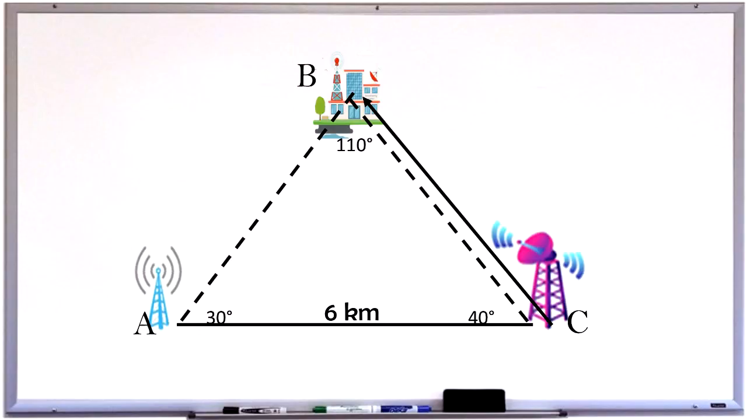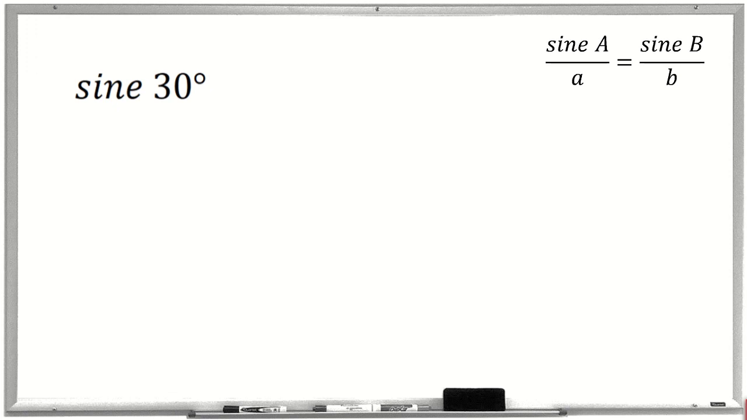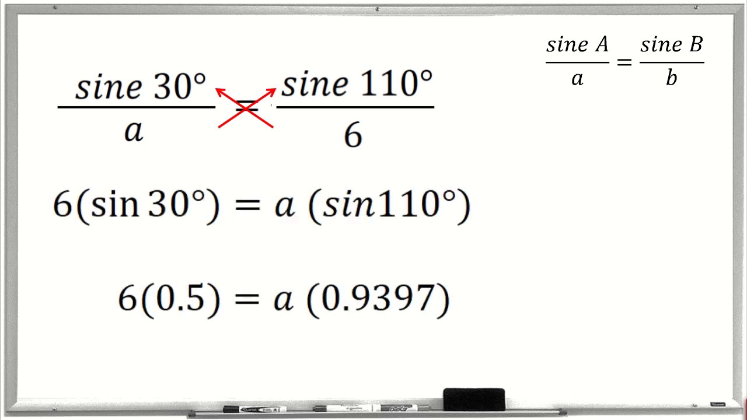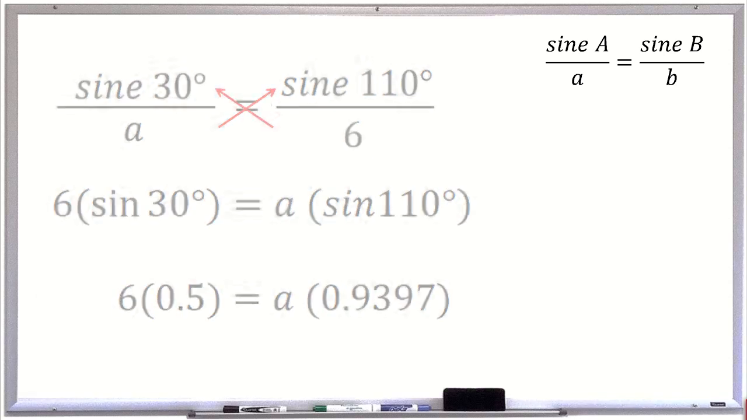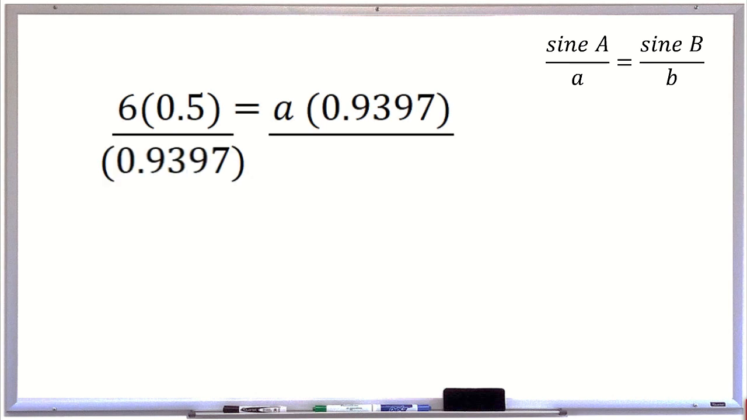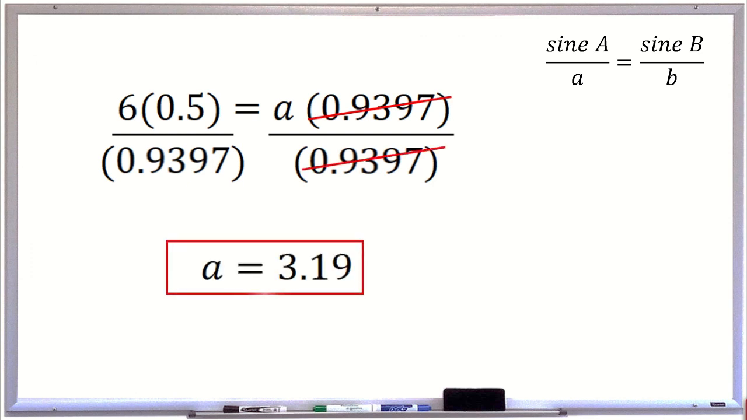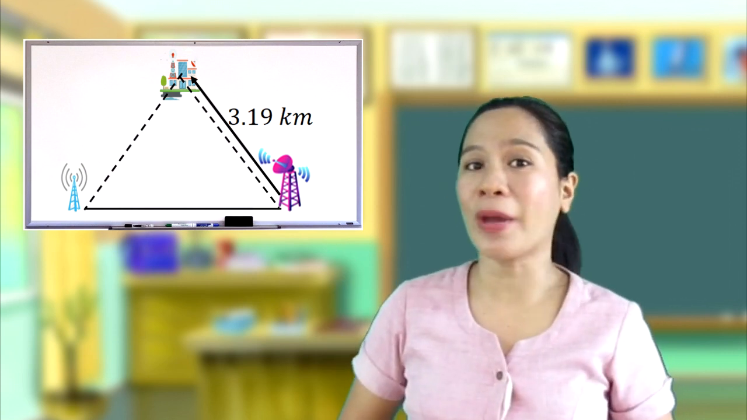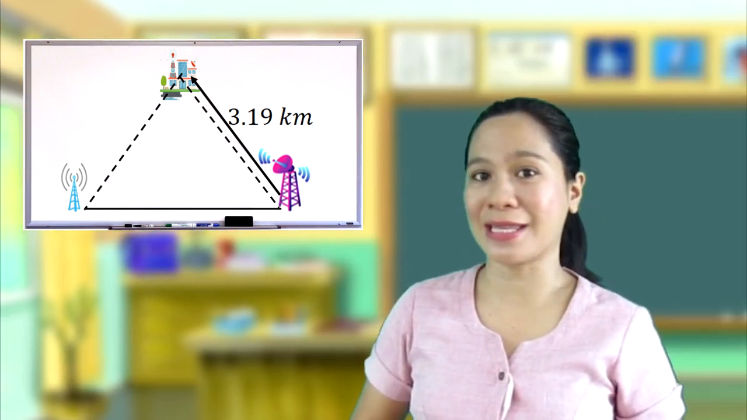We will find first the distance between the building and the proposed smart tower. Based on the illustration, we will use this equation. Substituting the values to the equation, we have, applying cross multiplication, computing the values of sine 30 degrees and sine 110 degrees. Using the scientific calculator, we can substitute the following values. Dividing both sides of the equation by 0.9397, so A is equal to 3.19. Therefore, proposed smart tower is 3.19 kilometers away from the broadcasting company building.